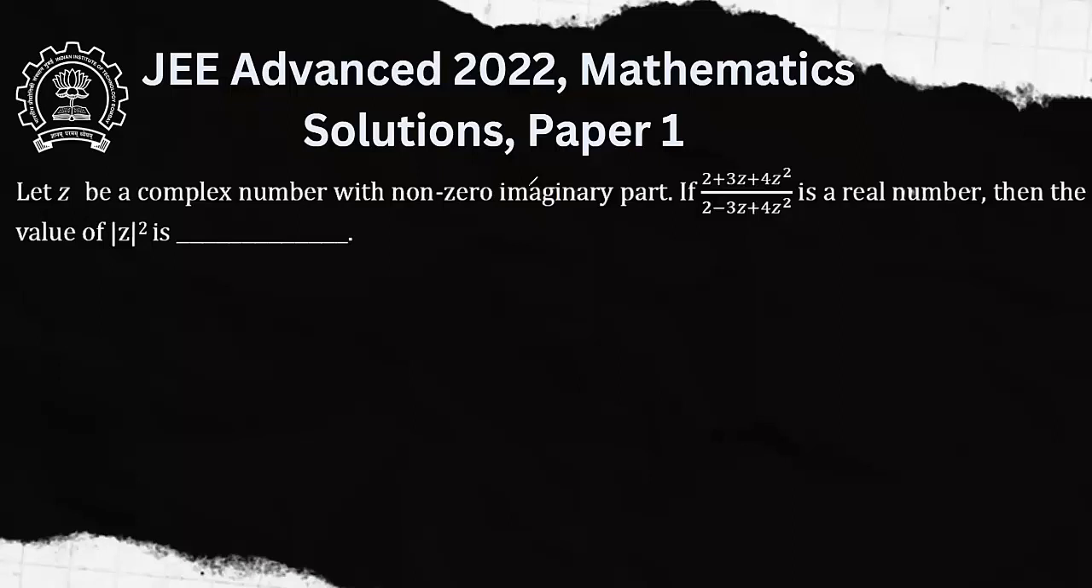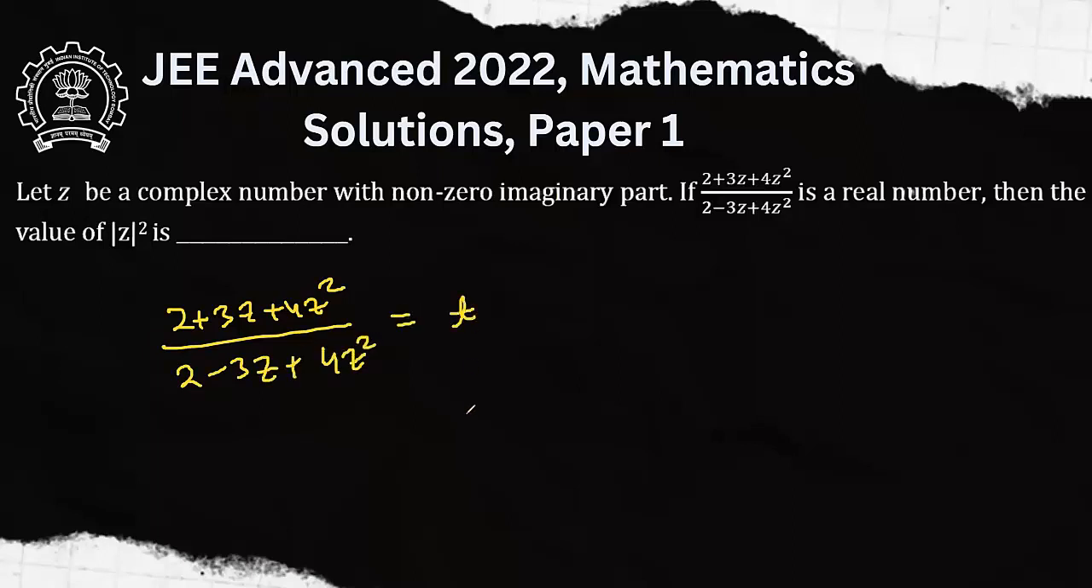This question says, let Z be a complex number with non-zero imaginary part. If this expression is a real number, then the value of mod of Z square has to be found out. Okay. So (2 + 3Z + 4Z²)/(2 − 3Z + 4Z²) is a real number, let's say T.